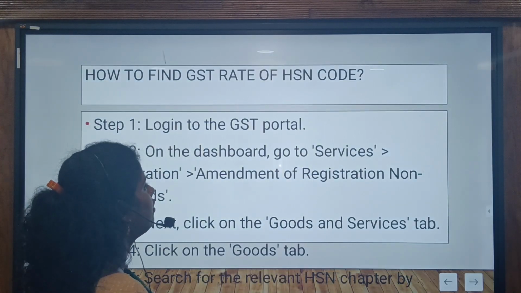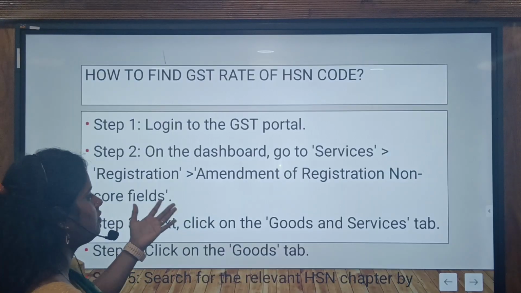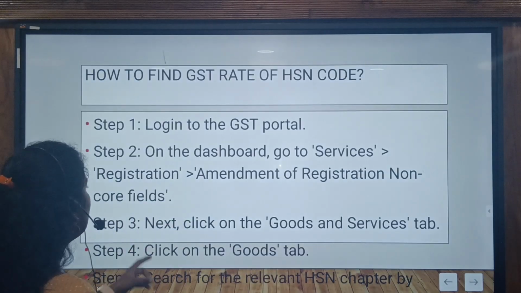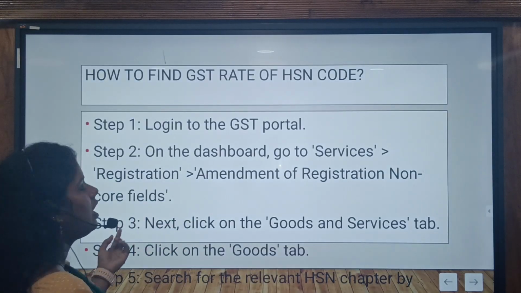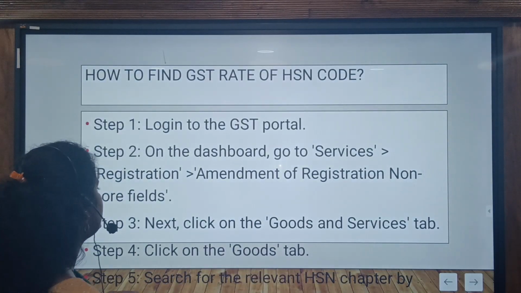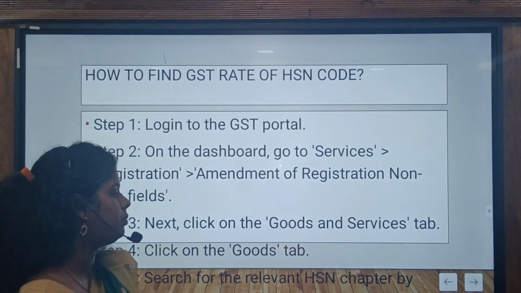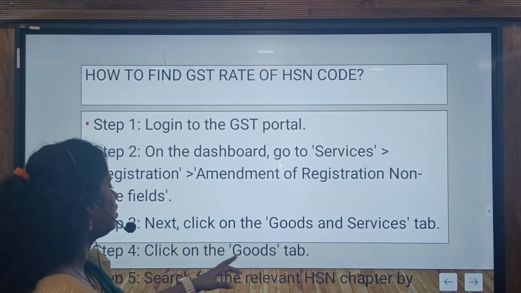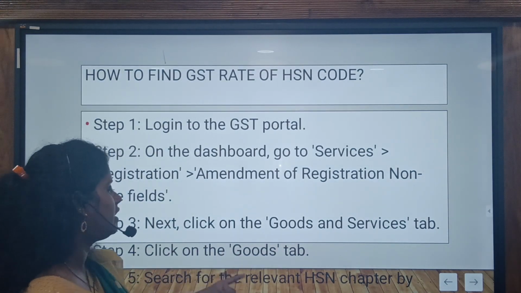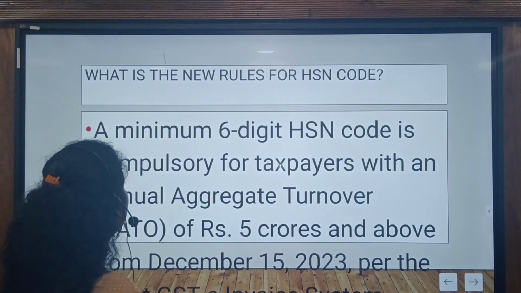How to find the GST rate of HSN? So log into the GST portal, same process. We are going to get into the online portal, and on the dashboard, services, registration, amendment of registration. So step 3 will be next. Click on the goods and services tab and click on the goods tab. Search the relevant HSN codes, and the chapter will be finalized.